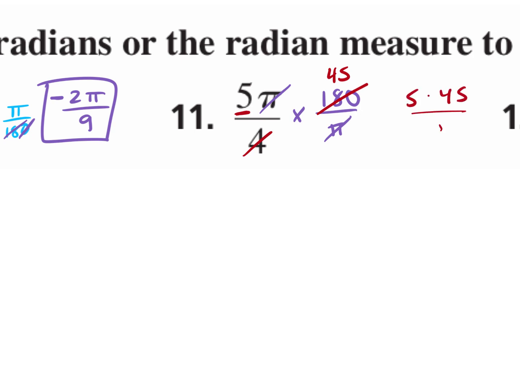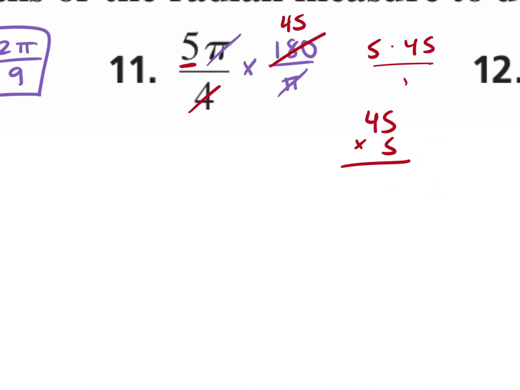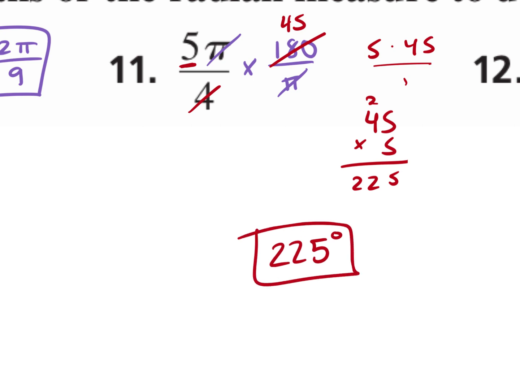So I have to multiply 5 times 45. If you can't just do that in your head, write it down. I know you guys know how to multiply this. We learned it in the 3rd grade. So 5 times 5 would be 25. 5 times 4 would be 20 plus 2. Awesome. 225 what? Chickens. Degrees.